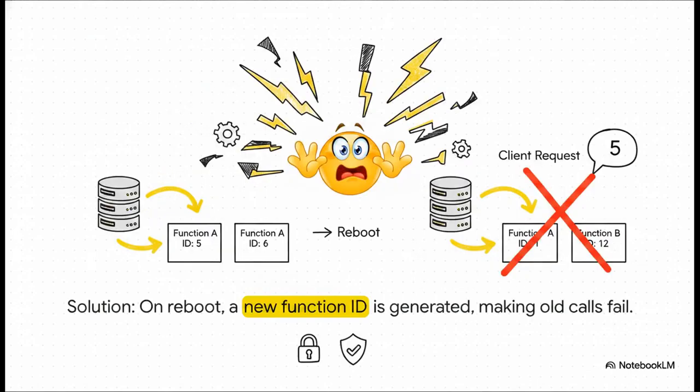And here is the final, really elegant piece of the puzzle. When a server reboots, it re-registers all of its functions, but this time it generates brand new, completely unique function IDs for them. So now when that client's old delayed request finally shows up, it's asking for, say, function ID 5, but the server's new list says that function is now called ID 11. The IDs don't match, so the server just rejects the call. The duplicate execution is prevented.